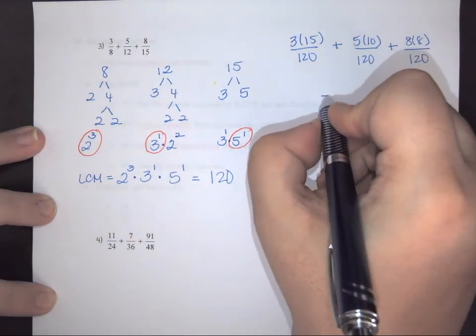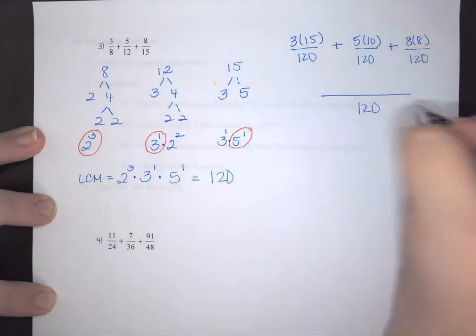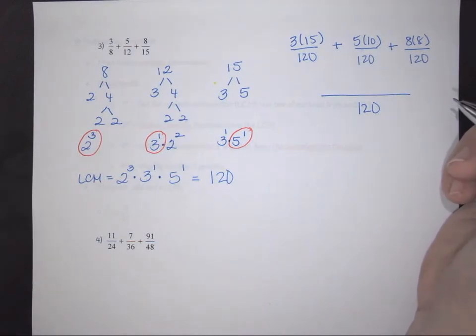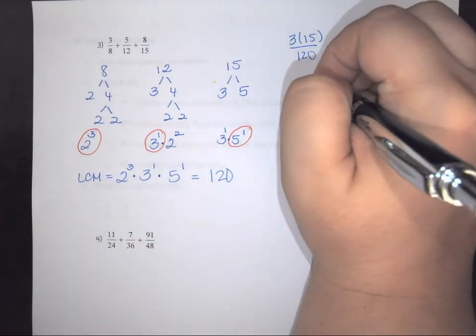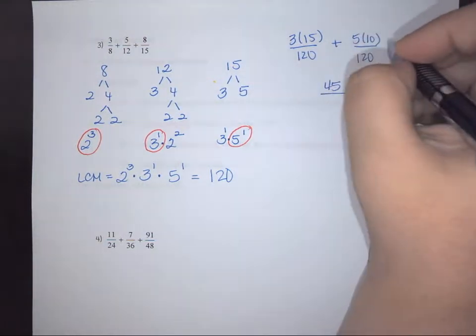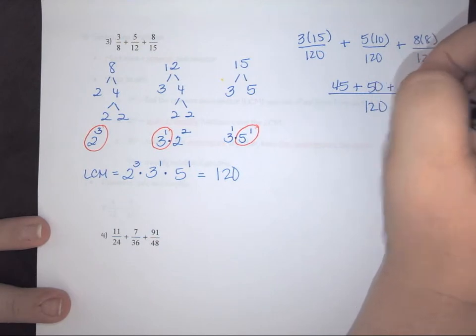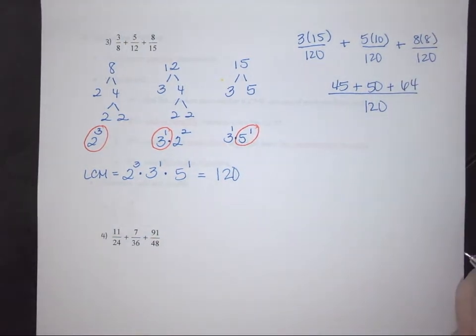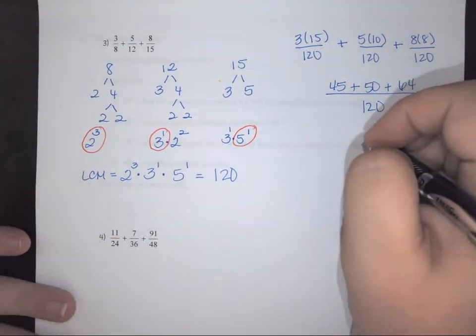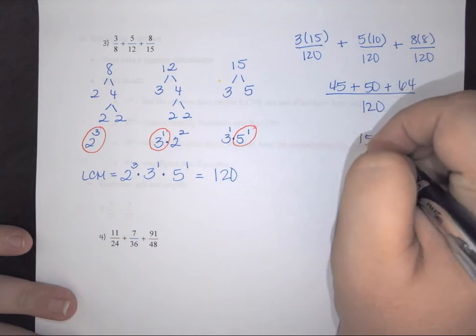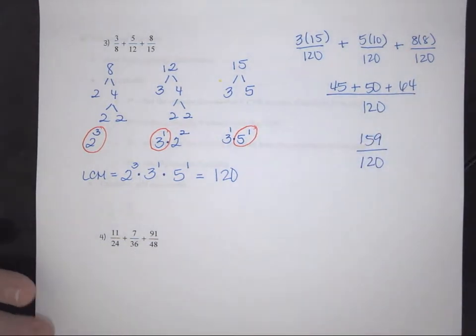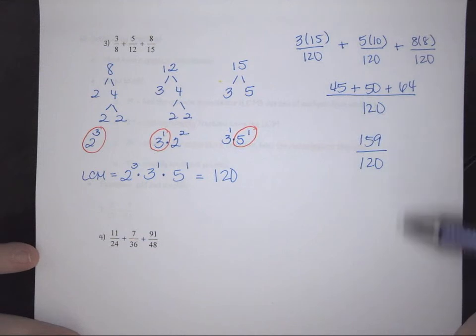So that means my whole thing is over 120. So I have 3 times 15, which is going to give me 45, plus 5 times 10 is 50, plus 8 times 8 is 64. So I'm going to add all those together, and I'm going to come up with 159 over 120. Now, unless you are specified to provide the mixed answer, we are looking for the improper.